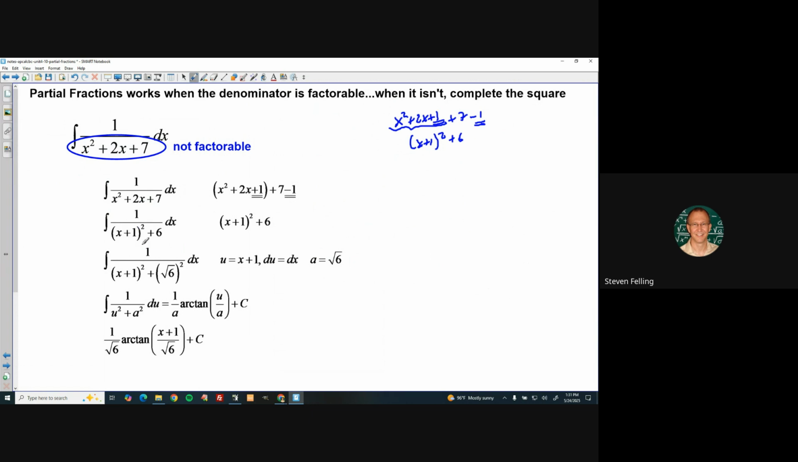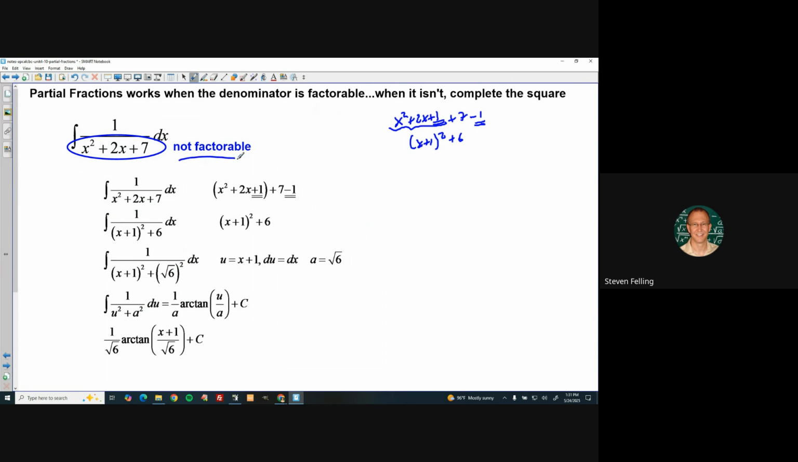This gets replaced with a single thing like this. But then if you think of this as x plus 1 squared and this as the square root of 6 being squared, you can do this substitution. X plus 1 is u, so then that means the du is dx, and this can be written as a, so that I can write this as 1 over u squared plus a squared du, which means that we've memorized that that's the augmented form of the arctangent shortcut, which is 1 over a arctangent u over a. So it's 1 over square root of 6 arctan of x plus 1 over square root of 6 plus c.